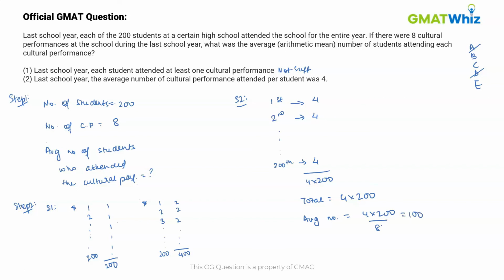And so, according to statement 2, we know that 100 students attended each cultural performance. Since it is possible to answer the question using statement 2, we conclude that statement 2 is sufficient, and so the correct answer is option B.